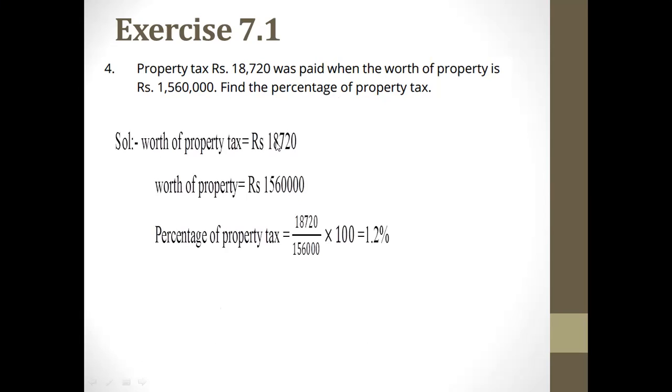So the property tax is rupees 18,720. The worth of property is 15,60,000. So the percentage of tax you have to find. You know that, student, if you want to find the percentage, the property tax is divided by the total property worth and multiplied by 100. So you get the percentage of the tax. If you want to find any percentage, the part is divided by the total, and you multiply by 100%. So 1.2%.